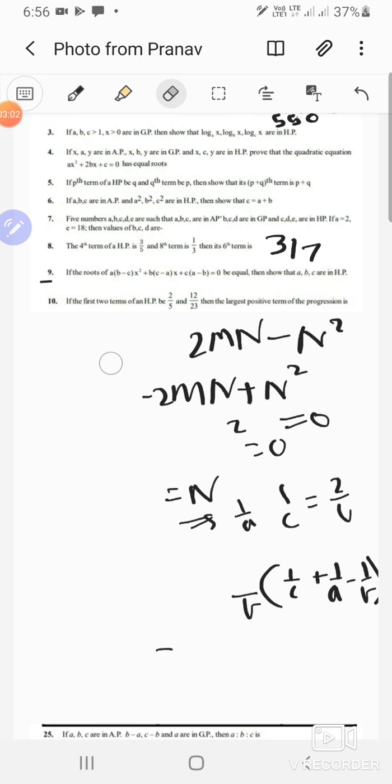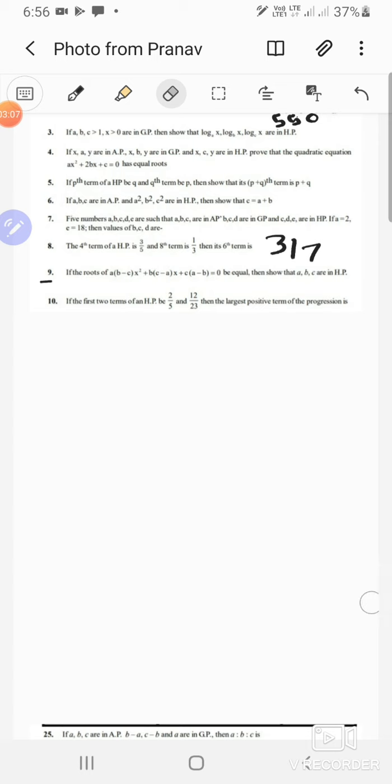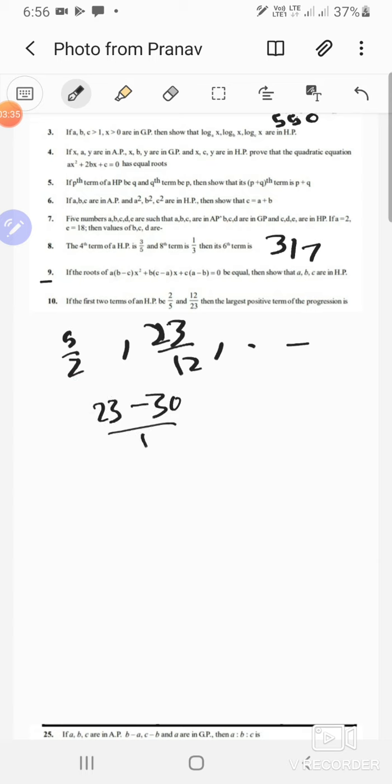If the first two terms of an HP are 2 by 5 and 12 by 23, then the largest positive term of the progression is, okay, just a repetition of one of its kind. Fine. So when you take the corresponding AP of this harmonic progression, the first term of that AP will be 5 by 2, the second term will be 23 upon 12, and then it will keep on going with some common difference. Here the common difference is going to be 23 upon 12 minus 5 by 2, which is 23 minus 30 upon 12, this is minus 7 by 12.